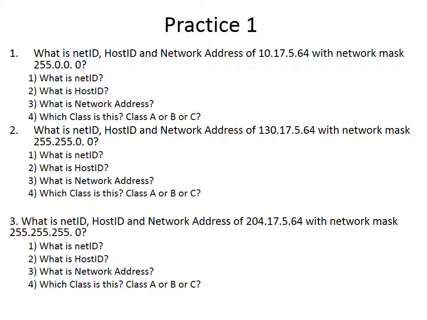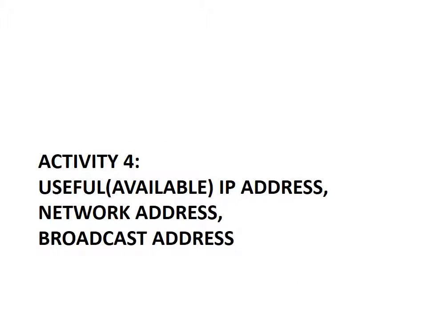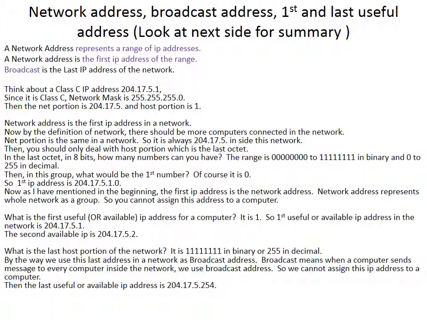Practice this with paper and pencil. This is the answer. I will talk about the broadcast IP address soon. Activity 4: useful, available IP address, network address, broadcast address. A network address represents a range of IP addresses. A network address is the first IP address of the range. Broadcast is the last IP address of the network.